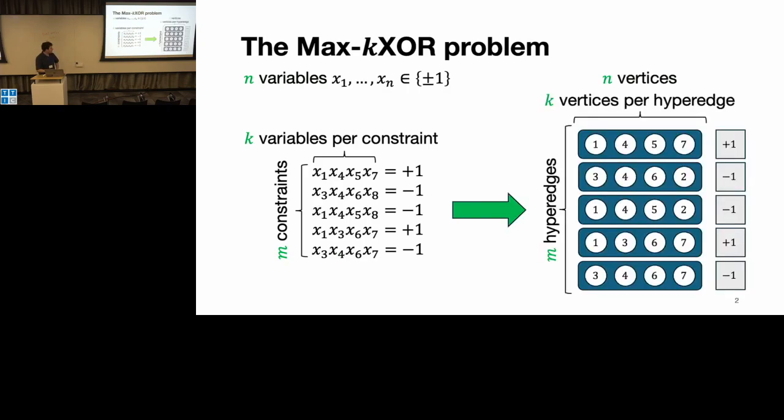And I encourage you to think about an instance of this problem, a list of these equations, as a hypergraph problem. So you have m hyperedges. You have k vertices in each hyperedge. Each hyperedge tells you which variables you're multiplying together. And then in addition to this list of hyperedges, you have one bit, a plus minus 1 bit, labeling every hyperedge, telling you whether the product of the variables in this hyperedge is supposed to be -1 or +1.